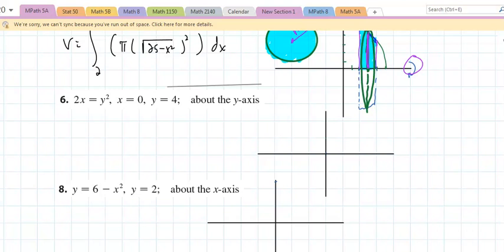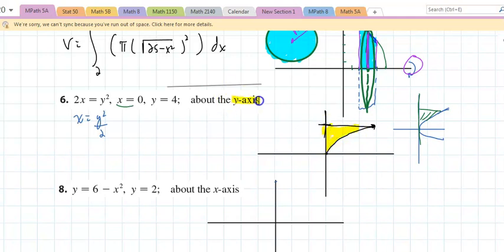Okay, next we're looking at x equals y squared over 2. Well, that's something that looks like this. And then I'm cutting that off at x equals 0 and at y equals 4. So this region. If I enlarge this a bit, with y equals 4 and x equals 0, the region looks just like this.